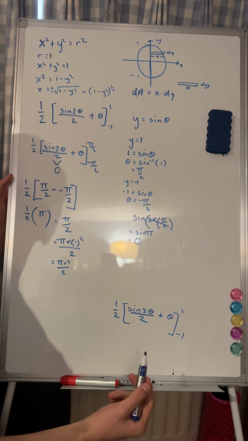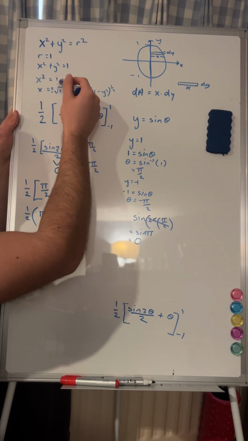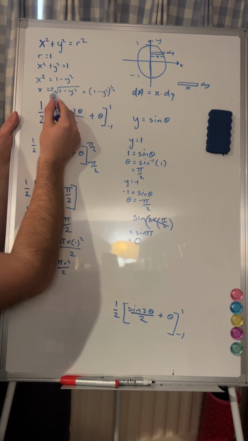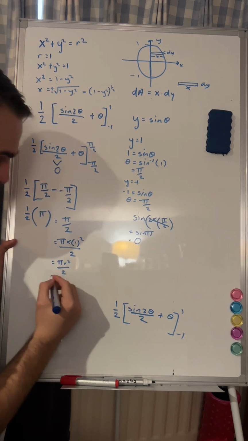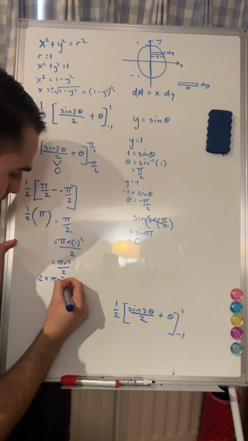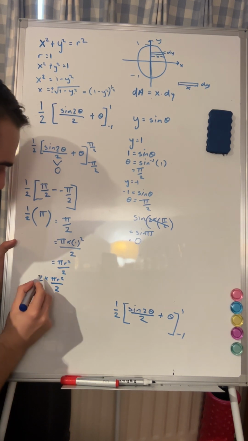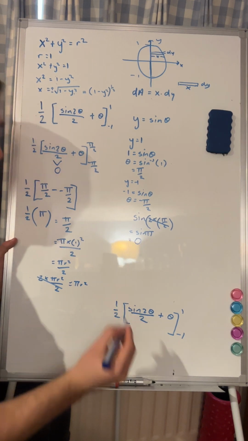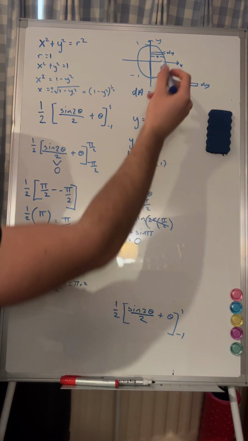Why have we got the area of a semicircle? That's because we've used the positive square root at the start. If we were to integrate this negative, we'll get 2 times this, so 2 times pi r squared over 2 cancel, and we'll just be left with pi r squared, which we can all tell is the area of a circle.